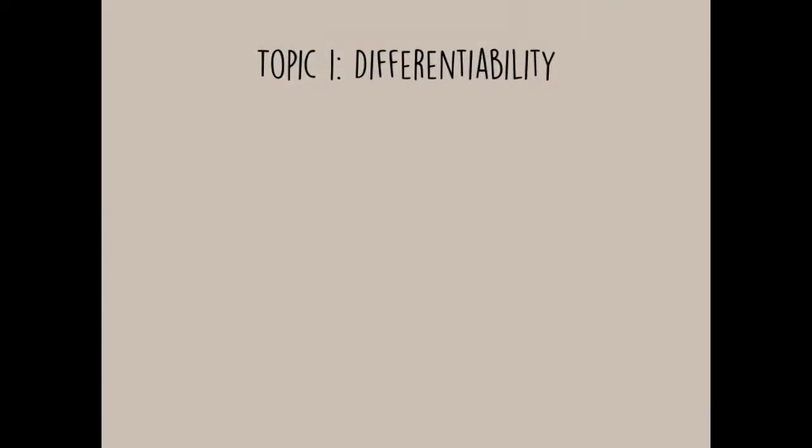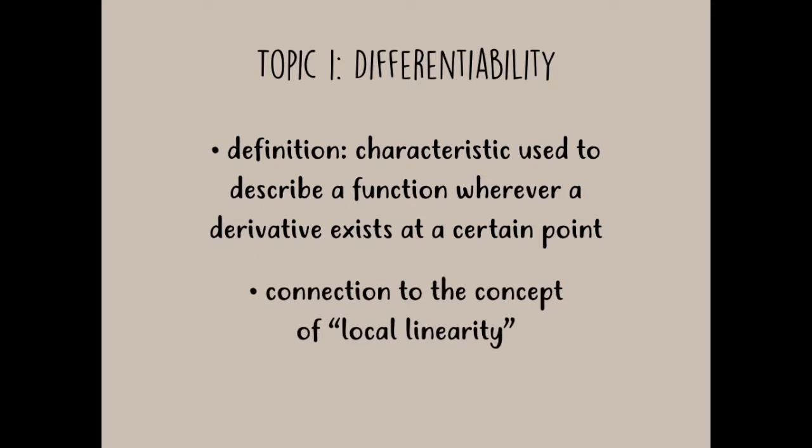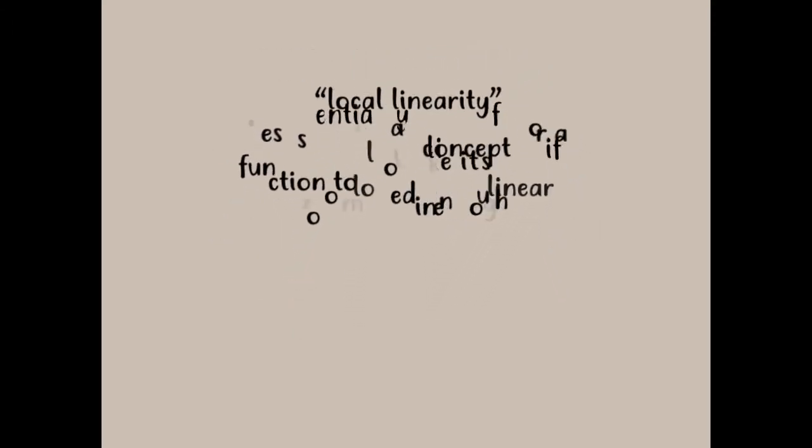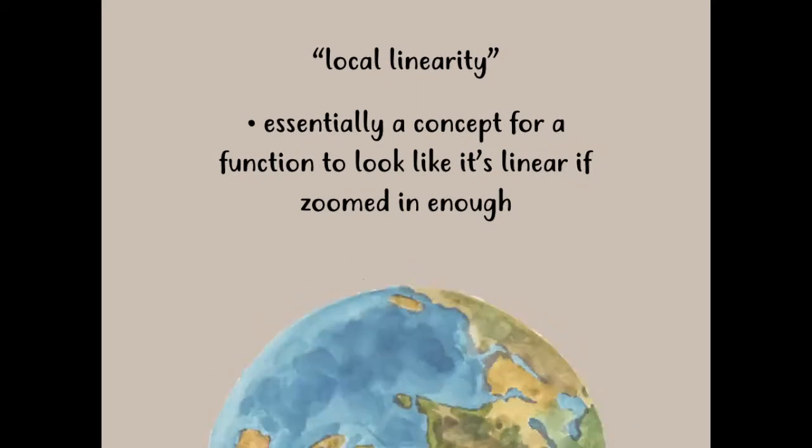Topic 1: Differentiability. Differentiability is a characteristic used to describe a function wherever a derivative exists at a certain point. We can connect this to the concept of local linearity. Local linearity is essentially a concept for a function to look like it's linear if zoomed in enough.